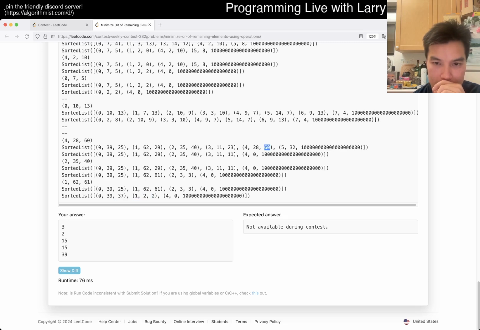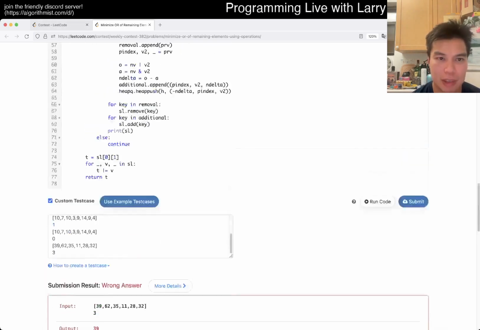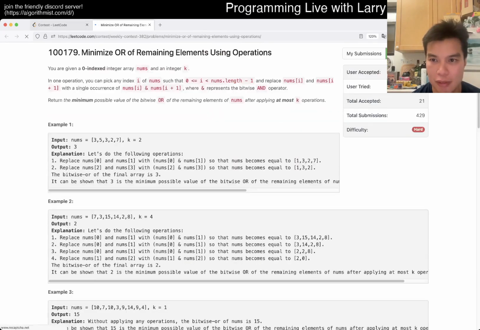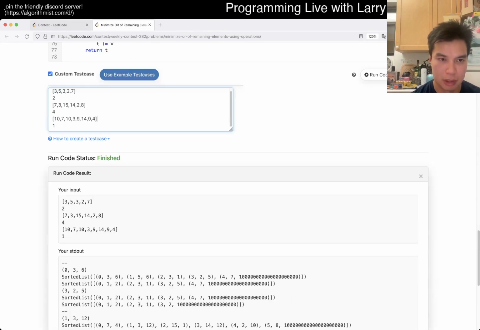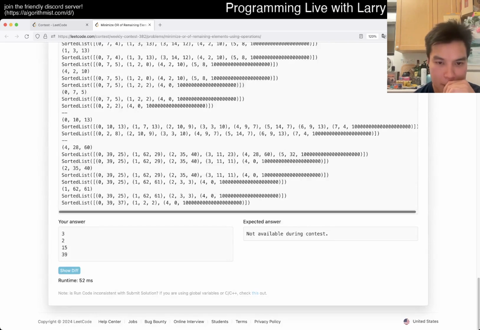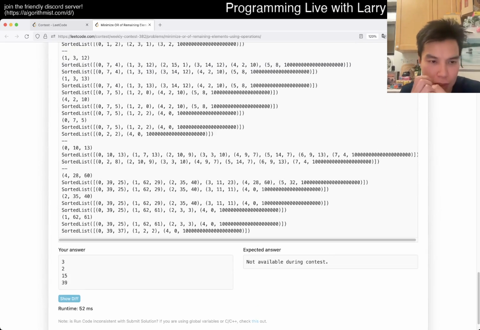Why is this 60? Because they're, oh, well, no, I mean, this makes sense. We want to take the most significant bit. Is there a DP solution? Am I just doing it the dumb way? 21 people got it, so it's not that easy still. But I thought it would be greedy, to be honest, but maybe not.